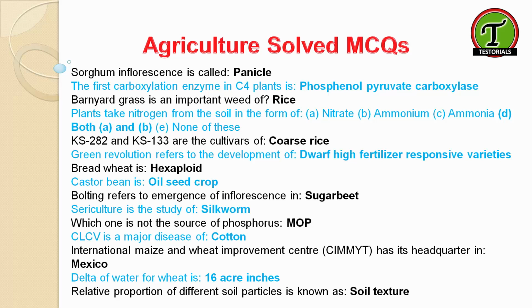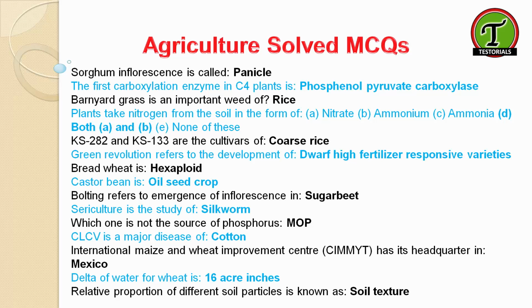167. The first carboxylation enzyme in C4 plants is phosphoenolpyruvate carboxylase. 168. Barnyard grass is an important weed of rice. 169. Plants take nitrogen from the soil in the form of a. Nitrate, b. Ammonium, c. Ammonia, d. Both A and B, e. None of these. 170. KS 282 and KS 133 are the cultivars of coarse rice.